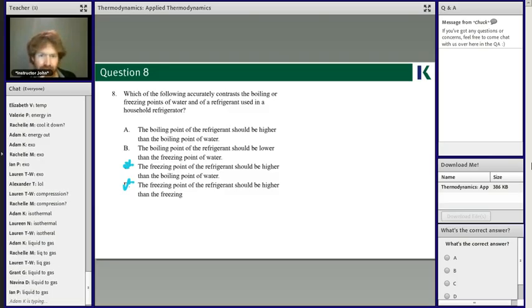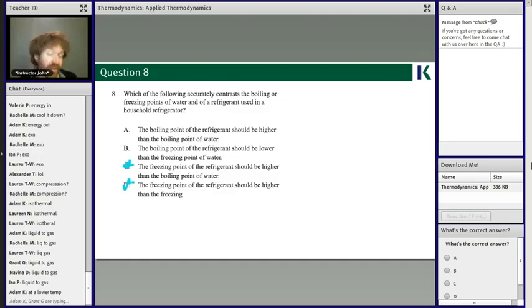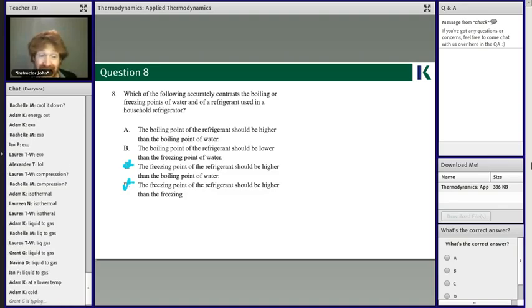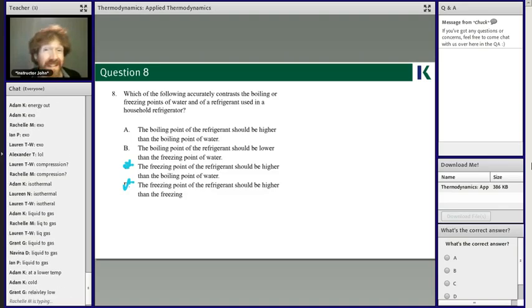Inside of a refrigerator, first of all. And so if you want something to boil inside of a refrigerator, how high should that boiling point be? Pretty high, or? Yeah, Adam, pretty darn cold. You want to boil inside a refrigerator, it needs to have a relatively low boiling point.